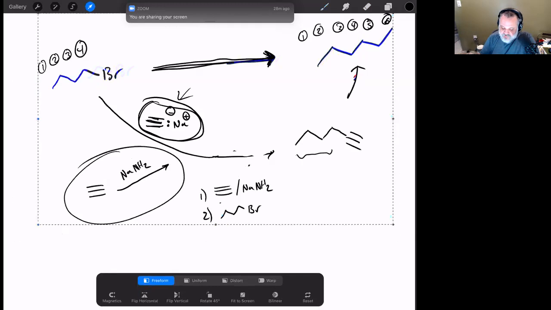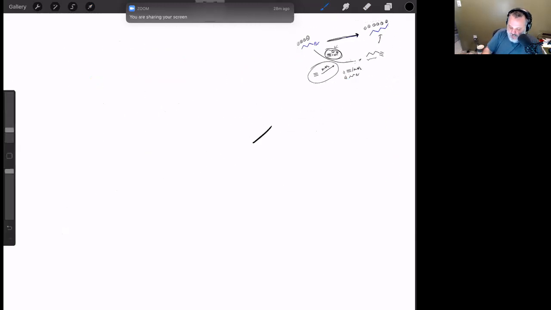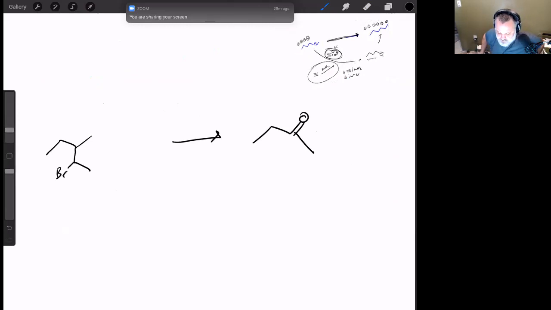What about if I take this situation and say, I want to make a ketone, and I want to make that ketone from this alkyl halide. Well, remember, if you're not counting carbons, then you're not doing it right. Here I've got 6 carbons, and here I have 4 carbons. So I need to reduce the number of carbons in the carbon chain.